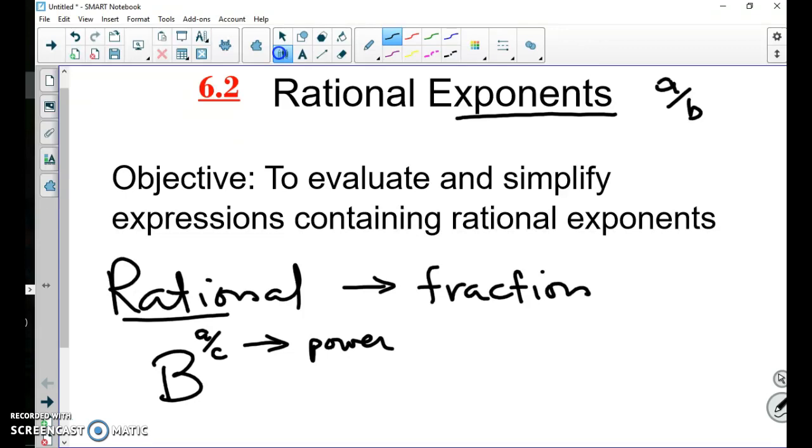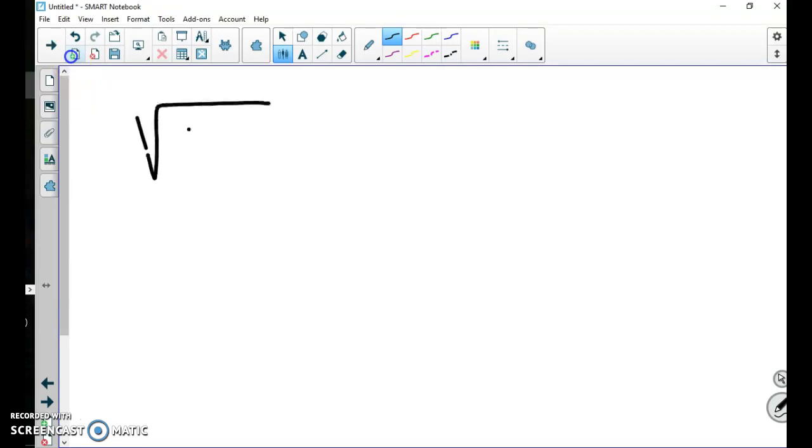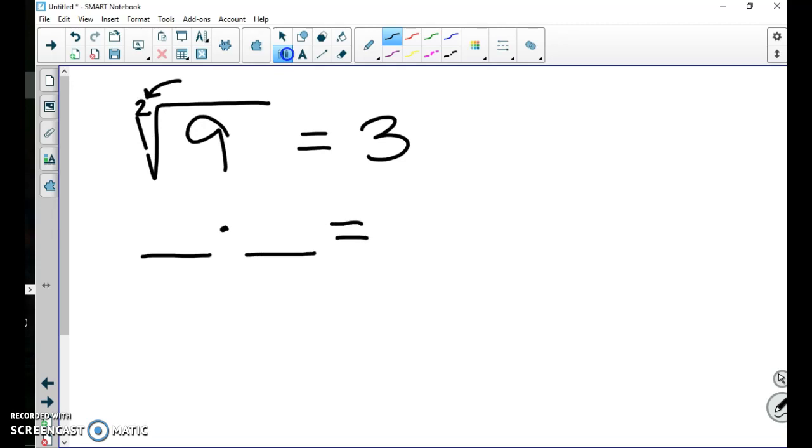So let's look into what that rational root indicates. We know this, that the square root of 9 is equal to 3. What we're saying is when we take the square root, notice where I placed the 2, we're saying what do we multiply by itself twice in order to get the answer 9. Well, the 3, our solution, would fit into those missing slots. 3 times 3 is 9.